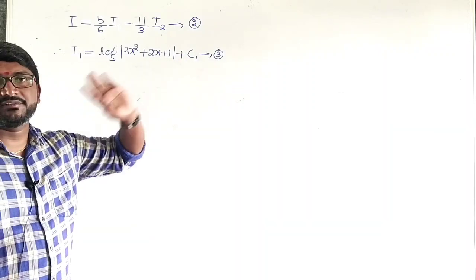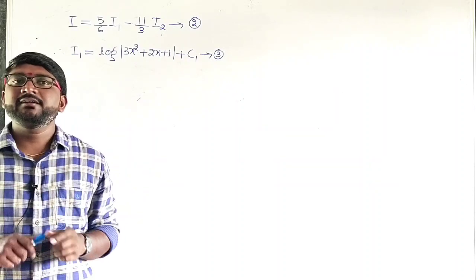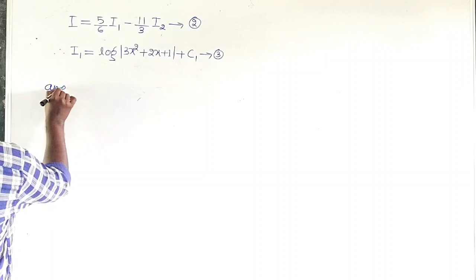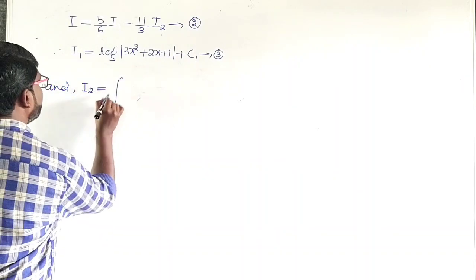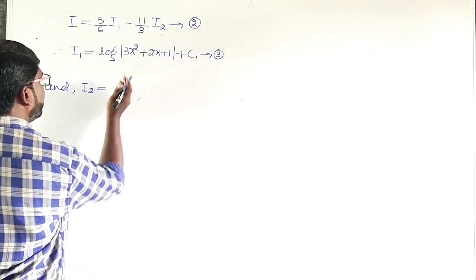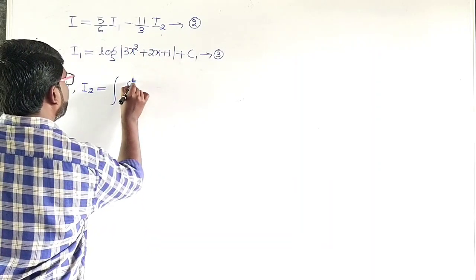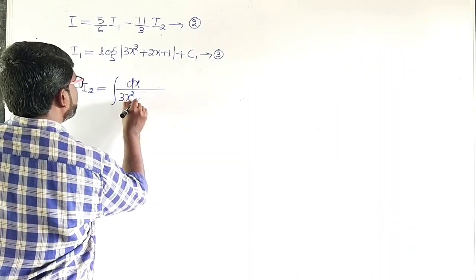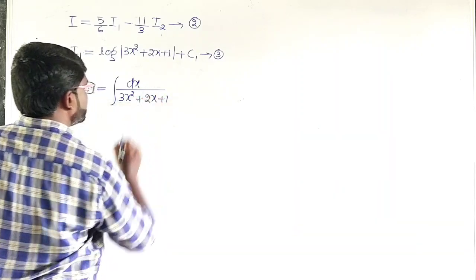This is equation number 3. So I have written equation 2 also. Now we will have to find I2. So I go for I2, and I2 is equal to the integral dx upon 3x square plus 2x plus 1.